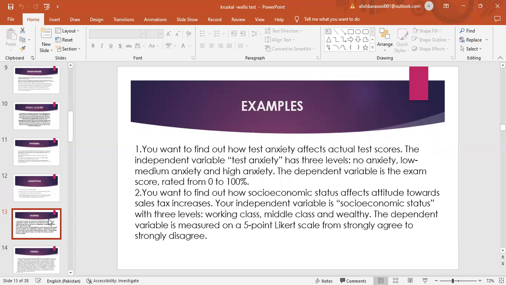Number two, you want to find out how socioeconomic status affects attitude towards sales tax increases. Your independent variable is the socioeconomic status with three levels: working class, middle class, and wealthy. The dependent variable is measured on a 5-point Likert scale from strongly agree to strongly disagree.